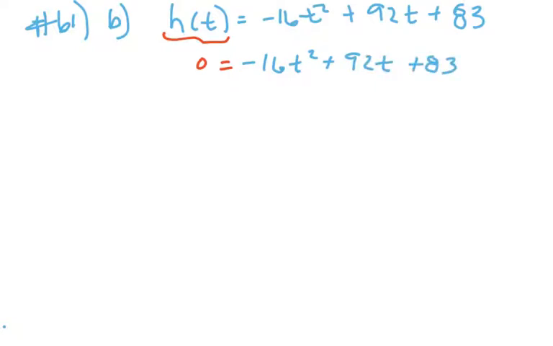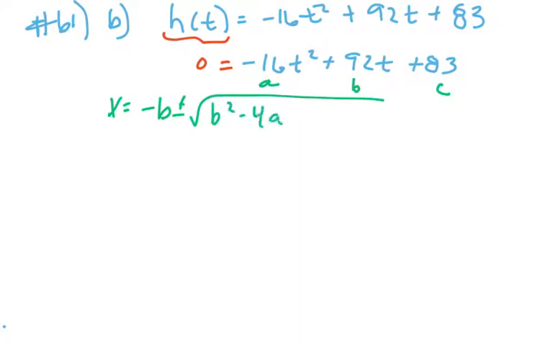this, and you can solve it with the quadratic formula, or you can graph and find where it intersects at that time. But I'm going to use the quadratic formula. So this is an a of negative 16, a b of 92, and a c of 83. So to find that time, we need negative b plus or minus the square root of b squared minus 4ac, all over 2a.